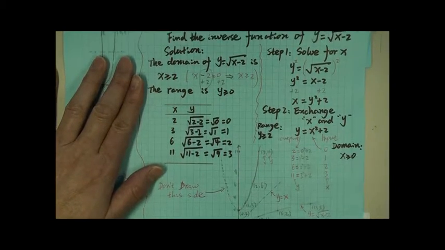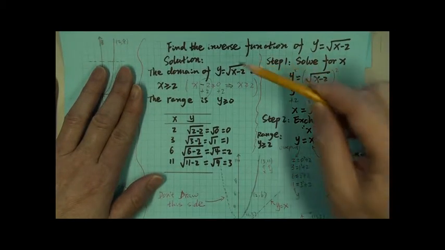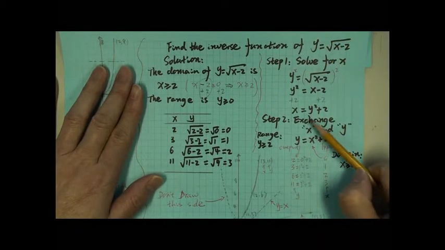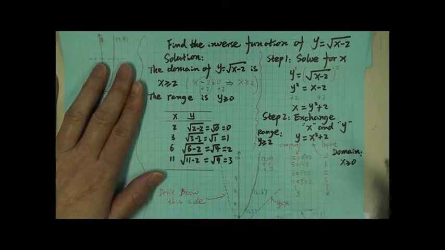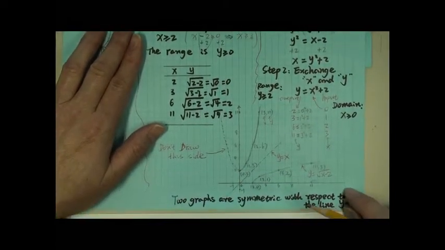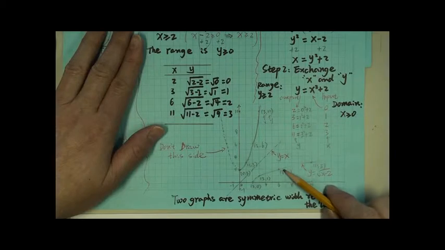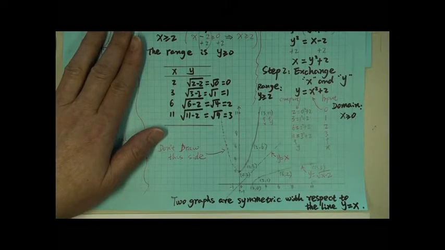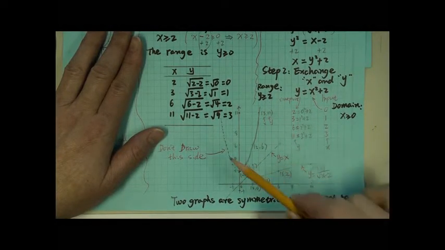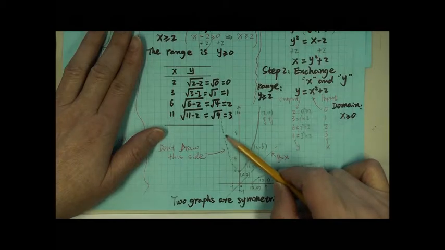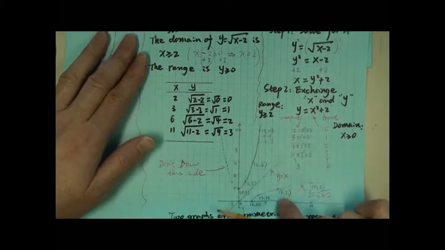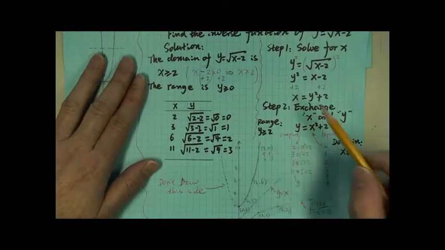Okay, so this example basically shows us how to find the inverse. That's point 1. Point 2 is that the two graphs are symmetric with respect to y equals x, this dotted line. Remember, for the inverse function, don't consider the left-hand side for this case, okay, with this given equation.